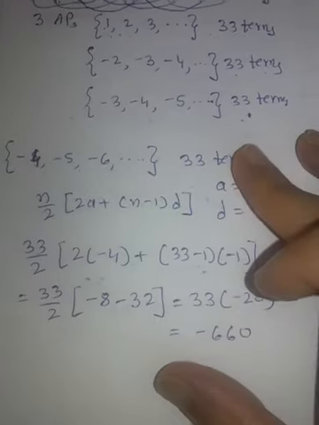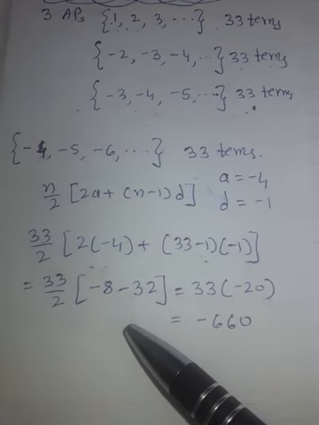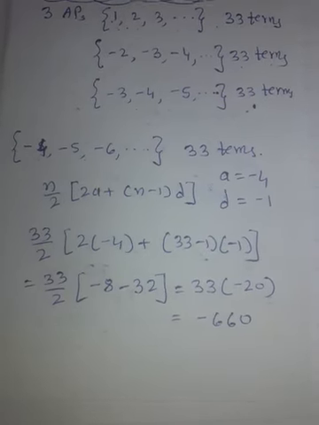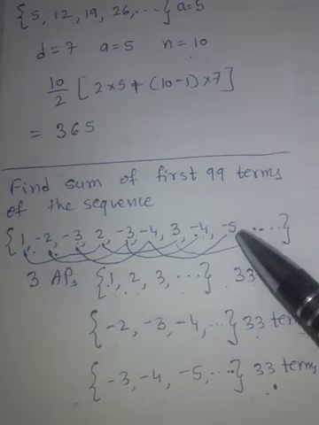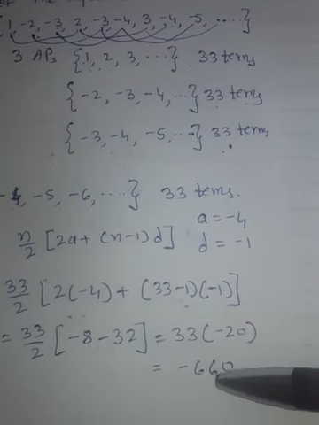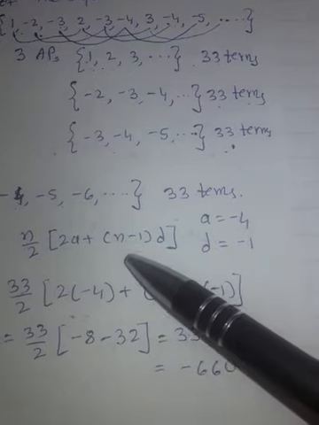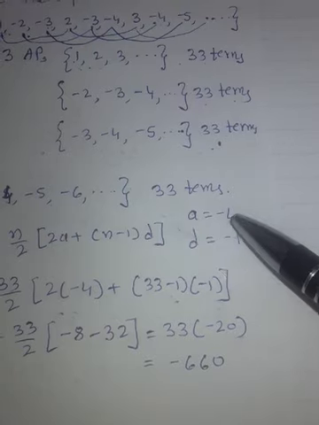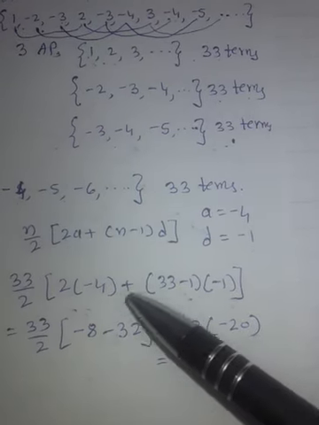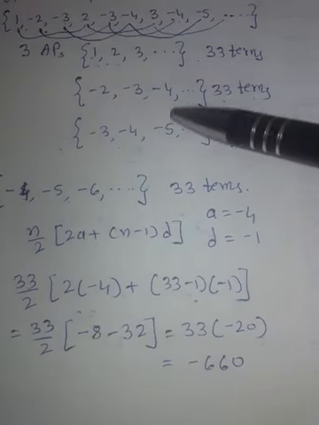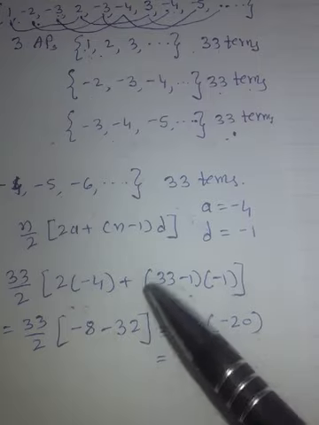We want the sum. So when I put everything, all numbers, and calculate, I get the answer -660. So the sum of first 99 terms of this sequence is going to be -660. And you have to be very careful about the signs. In AP, when there is a minus sign, A is also negative, D is also negative, then in calculations you have to be very careful. Otherwise you solve everything, but because of this minus sign, गड़बड़ हो जाता है.